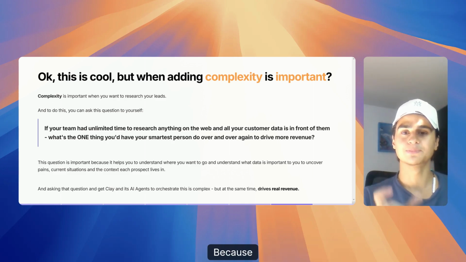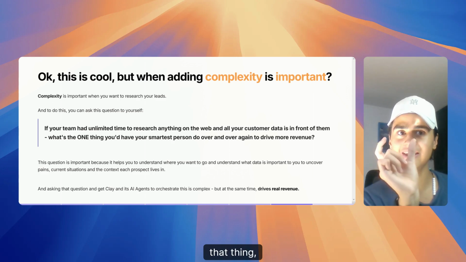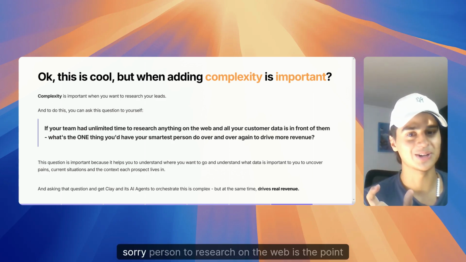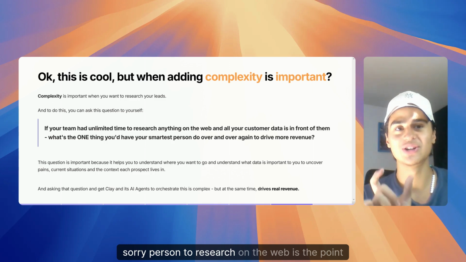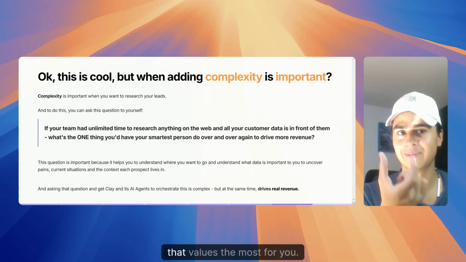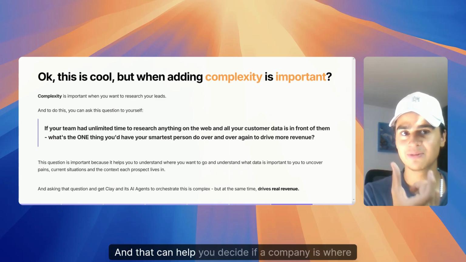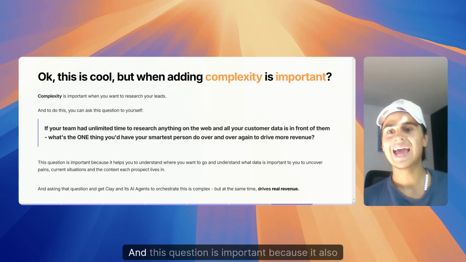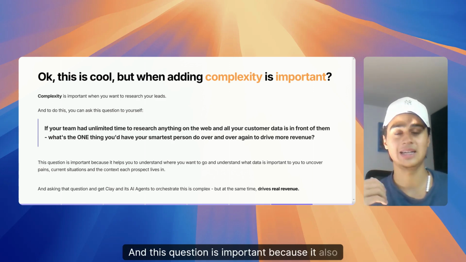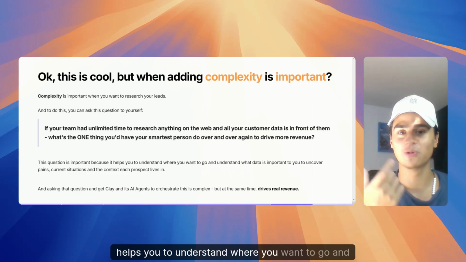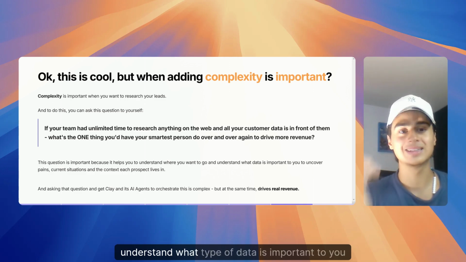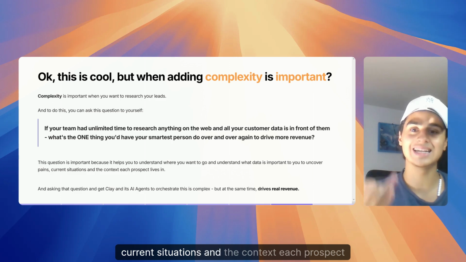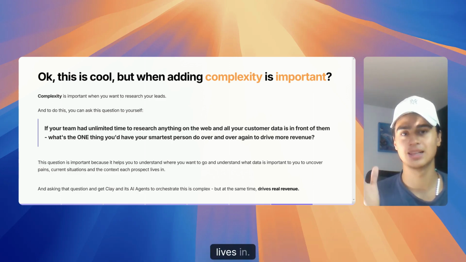Think about this, because that data point, that task that you want your smartest person to research on the web, is the point that values the most for you and that can help you decide if a company is worth a fit for you or not. And this question is important because it also helps you understand where you want to go and what type of data is important to you to uncover pains, current situations, and the context each prospect lives in.